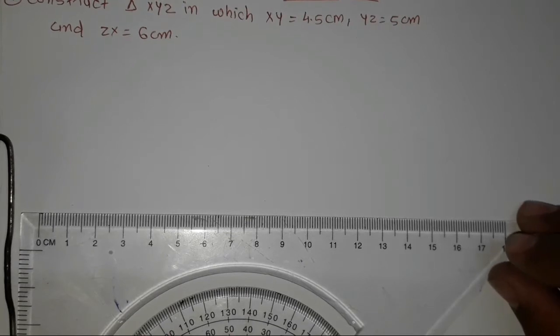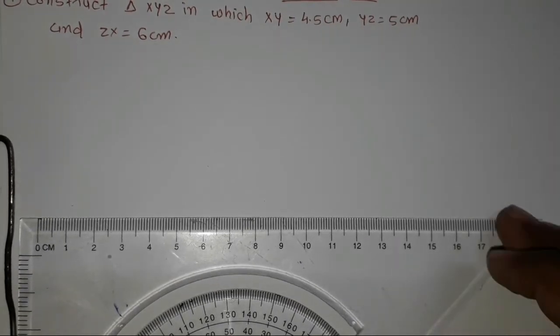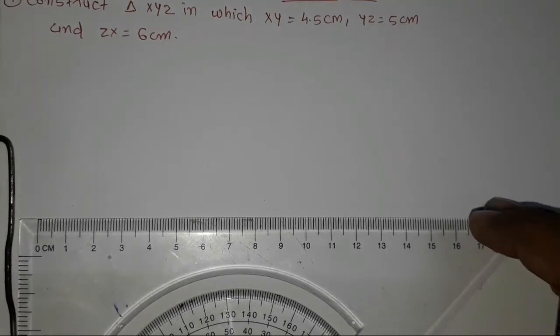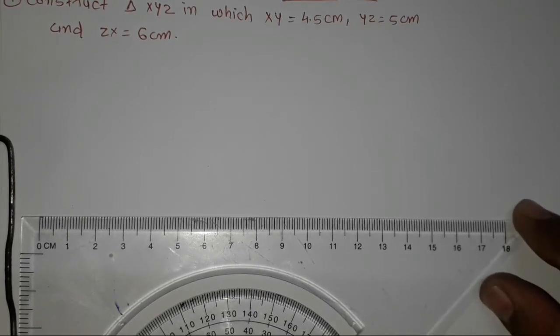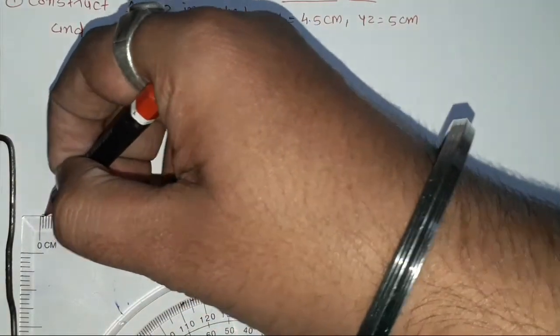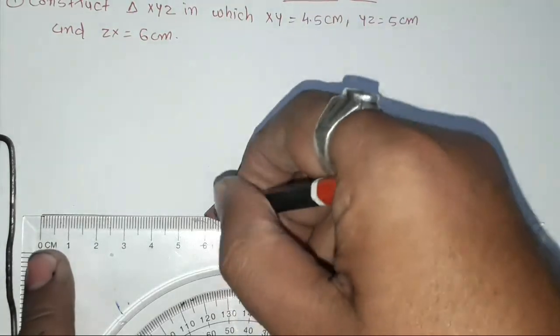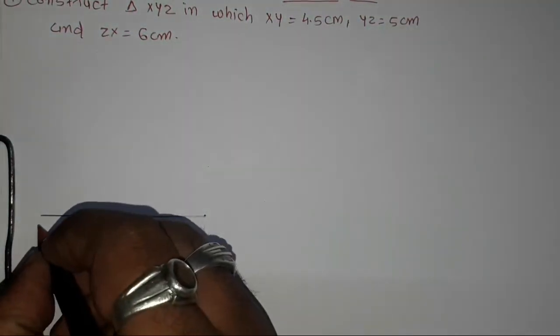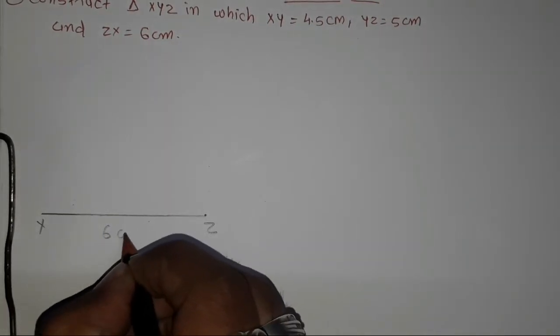So here I am taking XY as a base. If you take another side as a base, that is also right. You can take any one according to your convenience, because the measures of angles and sides will not be changed, only the position. So for example, this one I have drawn, the line of 6 centimeter, which is my ZX, or we can also say XZ, which is 6 centimeter.